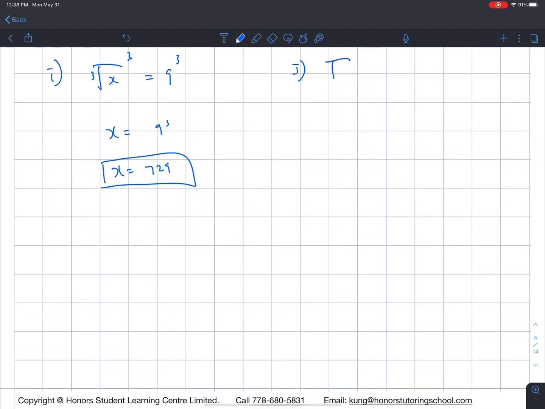J. Cubic root of x squared equals 9. We can raise both sides to the power of 3. We get x squared equals 9 to the power of 3. So x squared equals 729. And now we take the square root on both sides. So we can use the calculator, just type that in. Square root of 729 is 27.